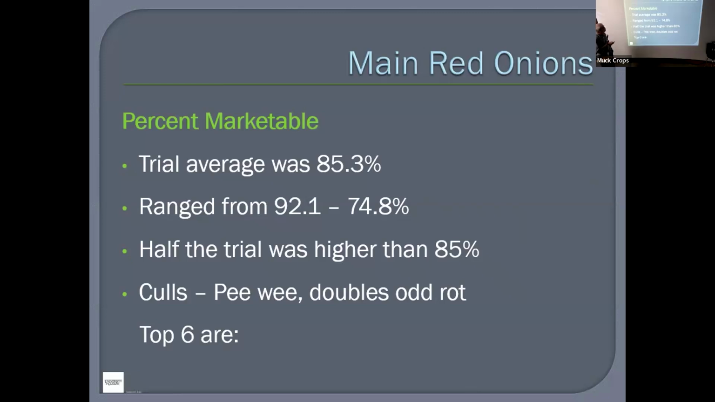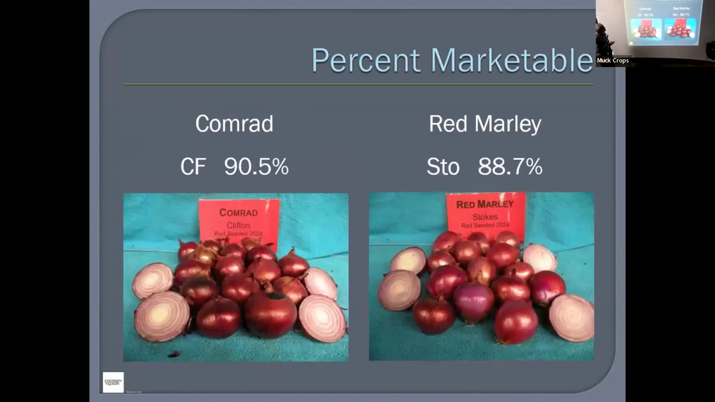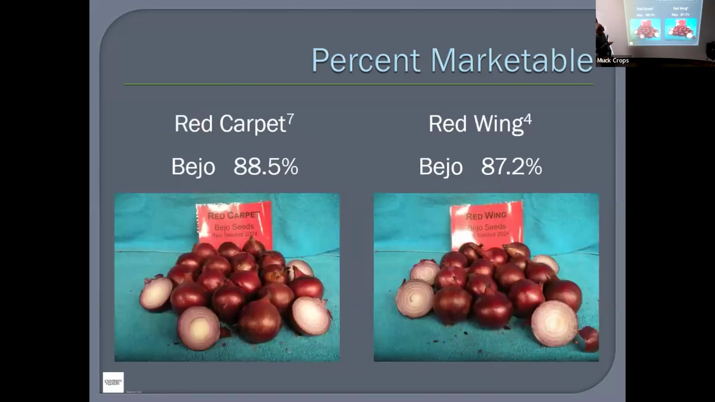But the top 6, as far as percent marketable for that trial of those 13: SVNT 4677 from Seminis at 92.1. Bridget, is that named? Motley Red, thank you. A numbered variety from NZZ at 91.8. Comrade at 90.5. Red Marley from Stokes at 88.7. Red Carpet and Red Wing from Bejo finished off the top 6 out of the 13 as far as percent marketable goes in the trial.